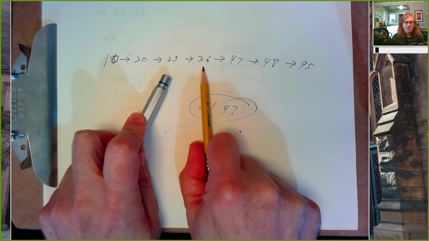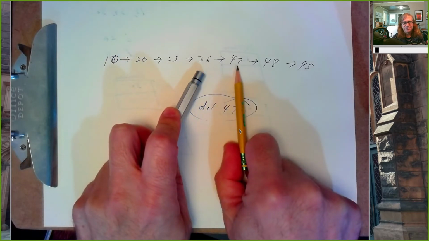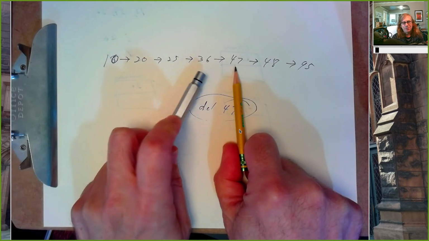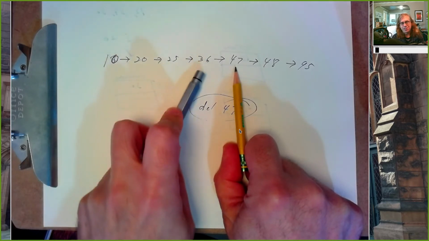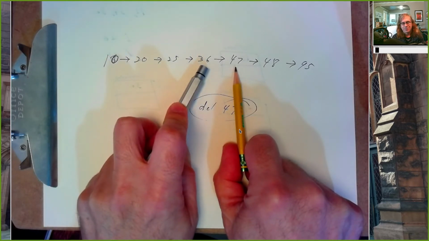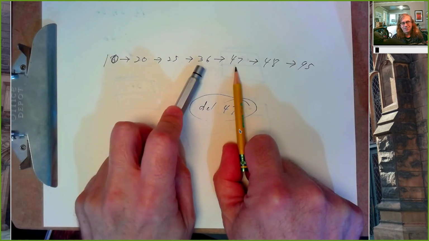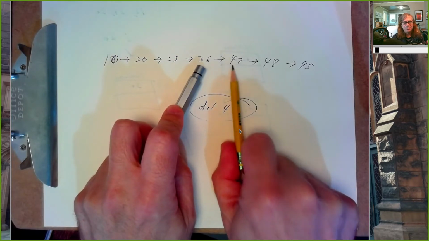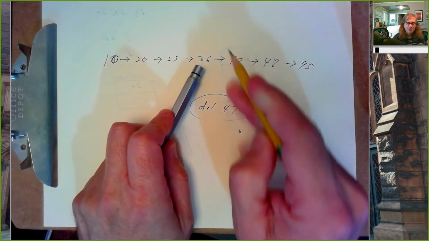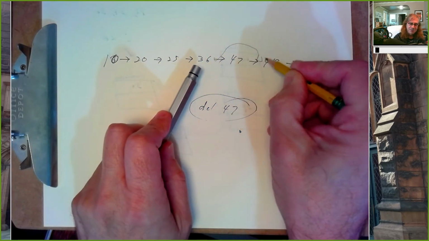36 is not what I want. I'll change last to 36, current to 47. Hey, 47, that's the node I'm trying to delete. Well, guess what? My last pointer is pointing to this 36. That's all I need. As long as I know the identity of this node, I can adjust it to point to whatever 47 is pointing to, and that'll let me do my deletion.